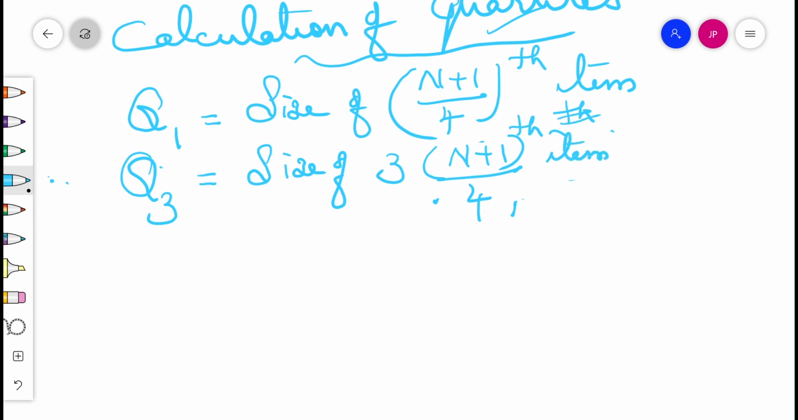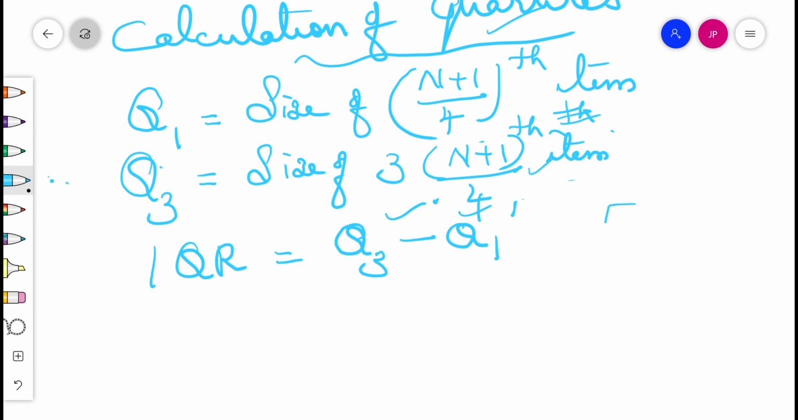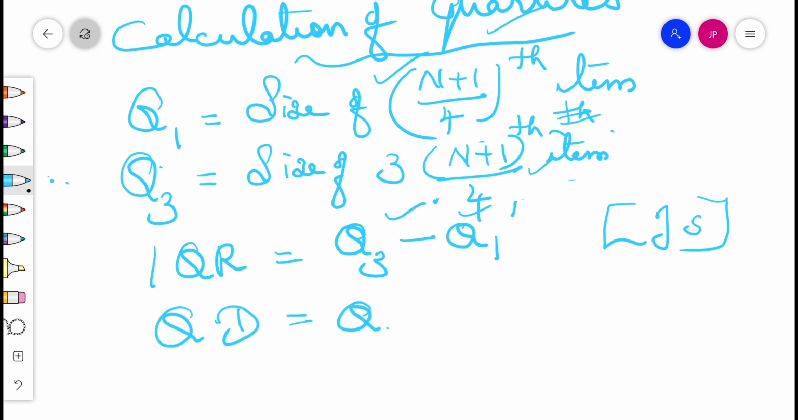Then how do we calculate interquartile range? Interquartile range, IQR, is equal to Q3 minus Q1. Find out Q3 using this formula, in the case of individual series, and Q1 using this formula, and the difference between these two, isn't it? And quartile deviation is equal to Q3 minus Q1 divided by 2. Apply the formula, learn the formula thoroughly.